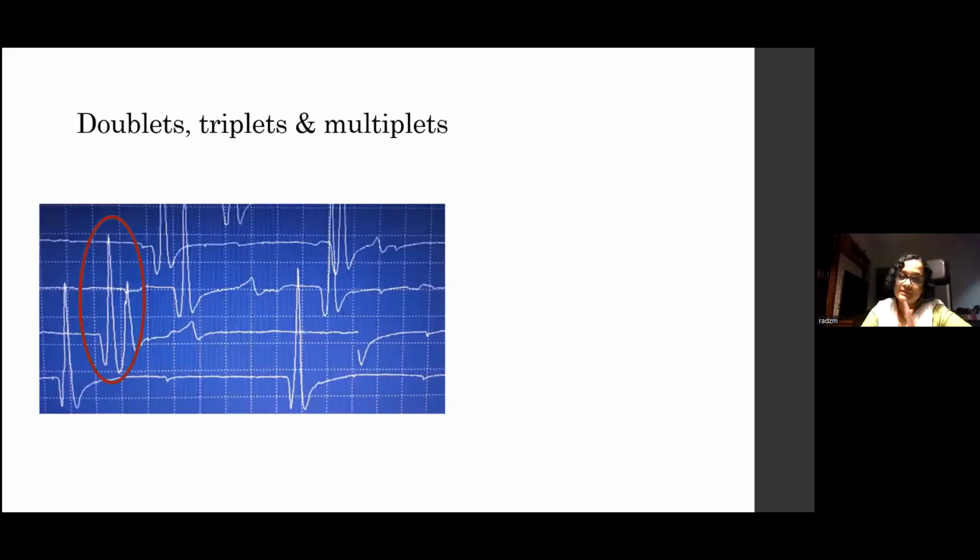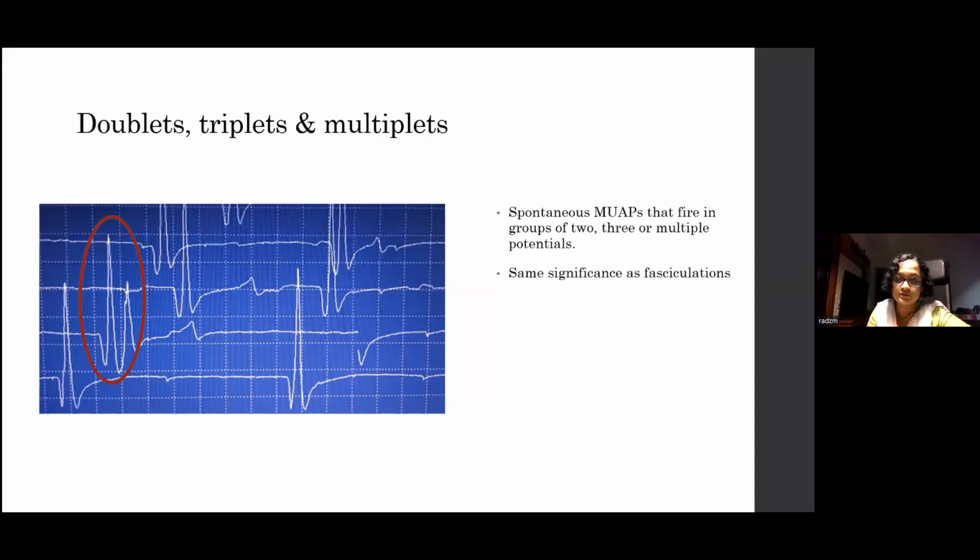So doublets, triplets, and multiplets, this is what they look like. This is on a rastered trace, so you've got the same potential, just rastered up. You can see the doublet here and then a doublet there. They fire in groups of 2, 3, or multiple potentials, and they appear in peripheral hyperexcitability syndrome. They can also appear in the early stages of motor neuron disease. But again, they must be associated with neurogenic motor units if you're going to say that they are pathological in motor neuron disease. It's been described, and I put it in because it's mentioned in textbooks, but we don't really see this very often. It doesn't really come to the lab like that.